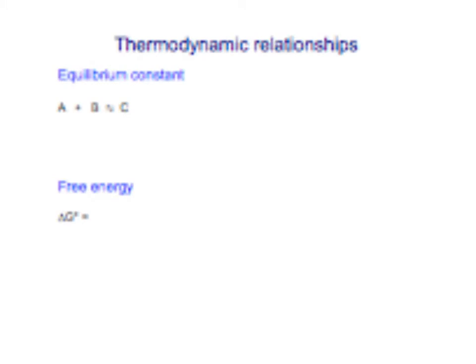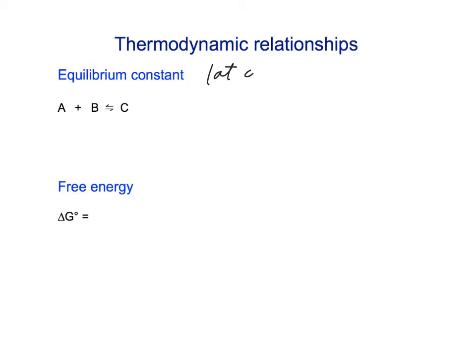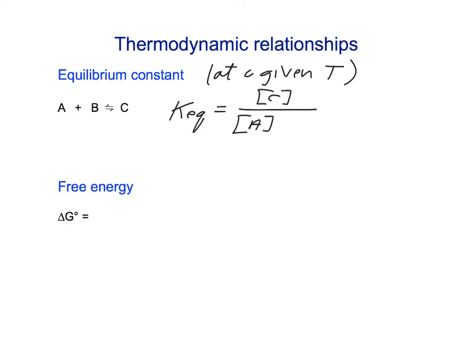A practical component of thermodynamics is the equilibrium constant. Remember that the equilibrium constant is a constant for a reaction at a given temperature, or pressure if the reaction was run in the gas phase. The equilibrium constant, remember, equals the concentrations of the products over the concentrations of the reactants.